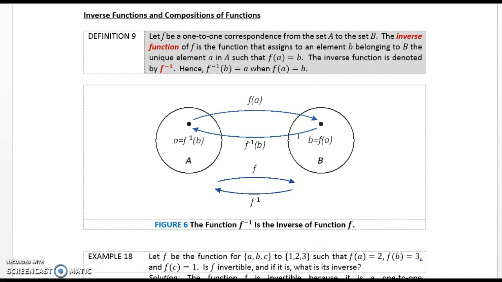Inverse functions and compositions of functions. Definition 9. Let f be a one-to-one correspondence from the set A to the set B. The inverse function of f is the function that assigns to an element b belonging to set B the unique element a in set A such that f(a) = b. The inverse function is denoted by f⁻¹. Hence, f⁻¹(b) = a, where f(a) = b.